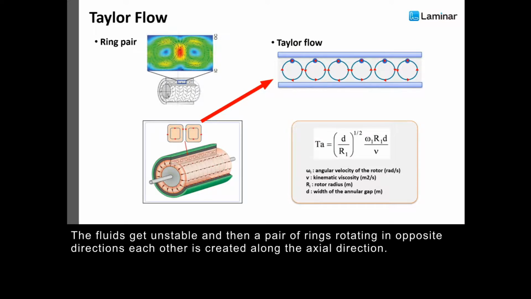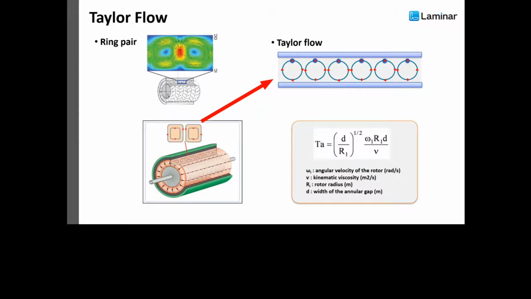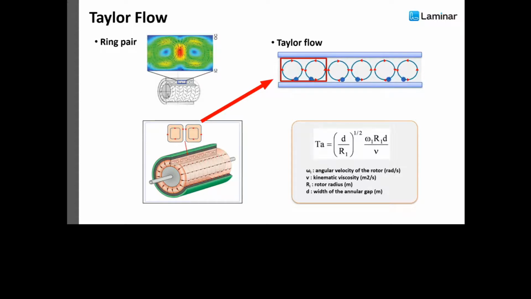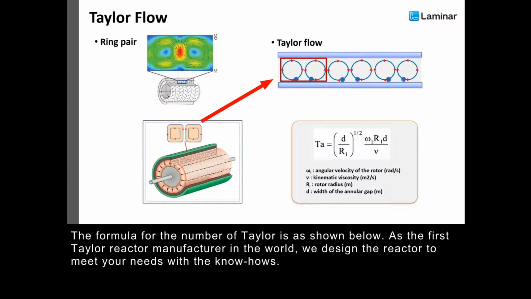The fluid gets unstable, and then a pair of rings rotating in opposite directions to each other is created along the axial direction. As shown in the upper right side of this slide, one ring moves in the clockwise direction, but another ring moves in the anti-clockwise direction. This one ring pair is defined as one Taylor flow. The formula for the Taylor number is as shown below. As the first Taylor reactor manufacturer in the world, we designed the reactor to meet your needs with no hassle.